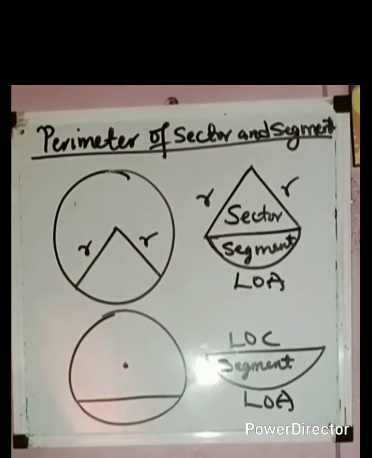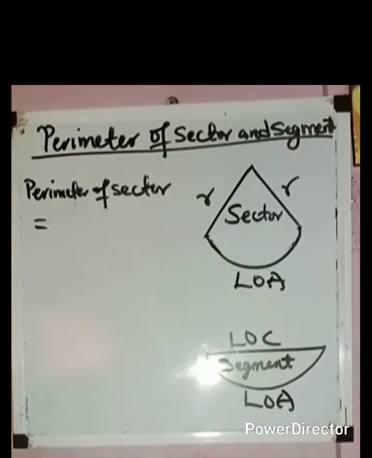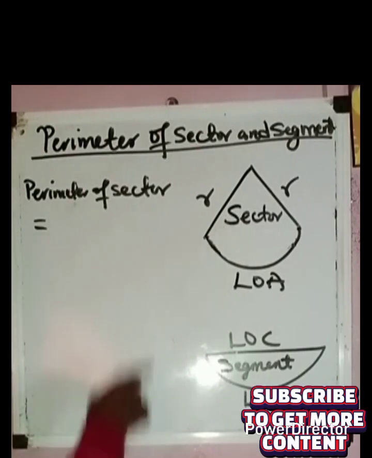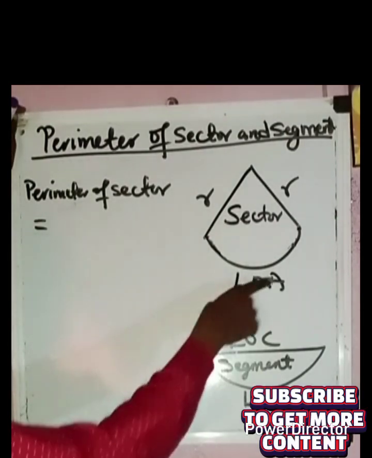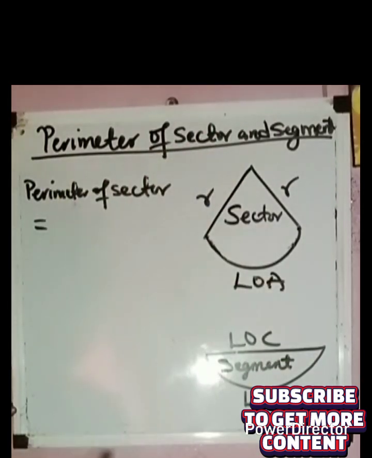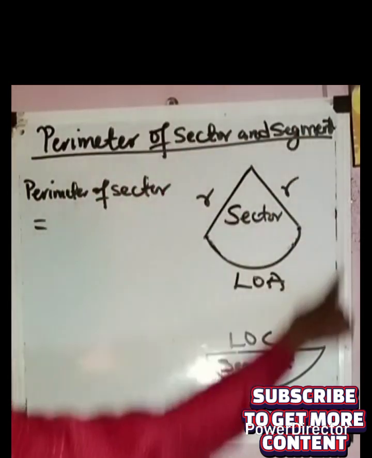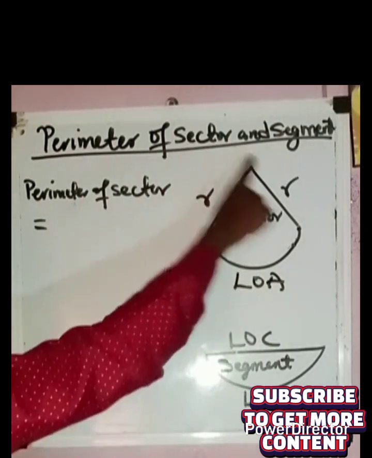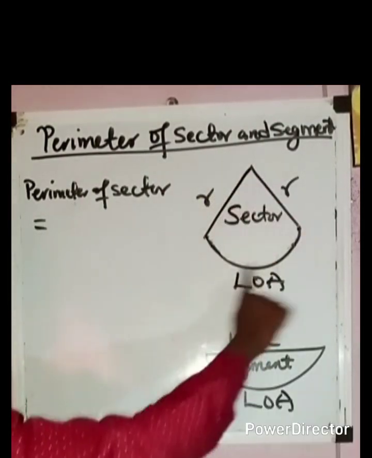So we're going to be looking at the perimeter of sector and segment. Okay, let's look at perimeter of sector. Remember, these are sectors from what we said. Perimeter simply means the distance around the boundary of an object. For example, this marker board, the perimeter is the length plus breadth plus length plus breadth. So add up the boundaries of this board, you get the perimeter. So the perimeter of this sector is to add up the boundaries of this sector.